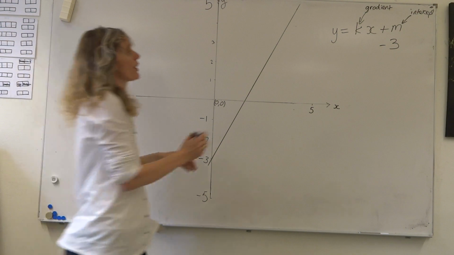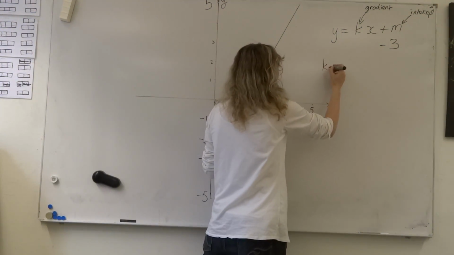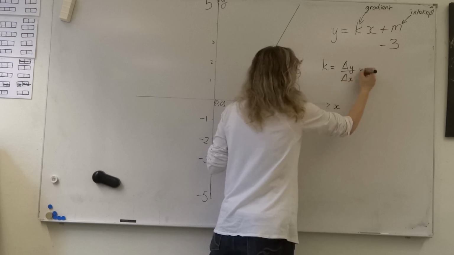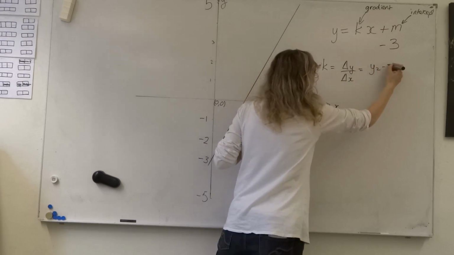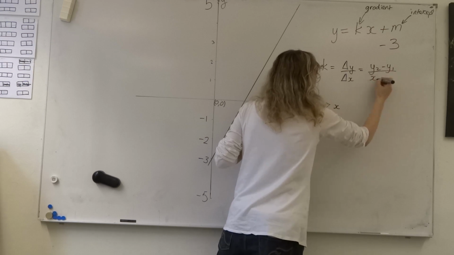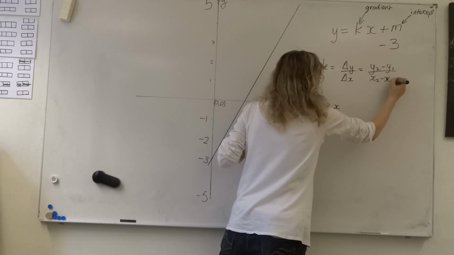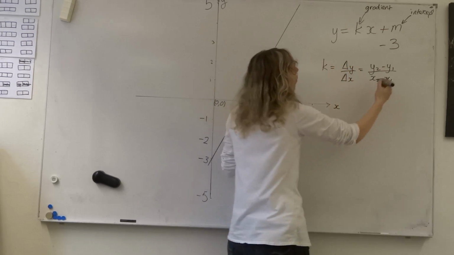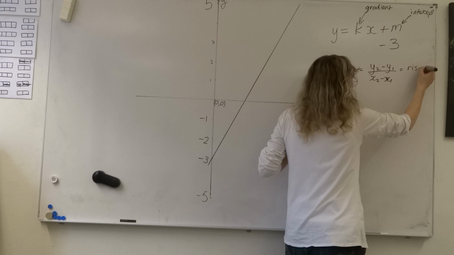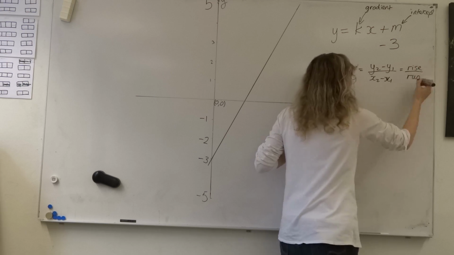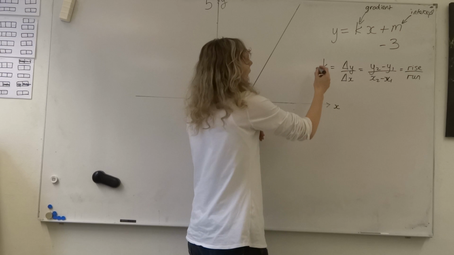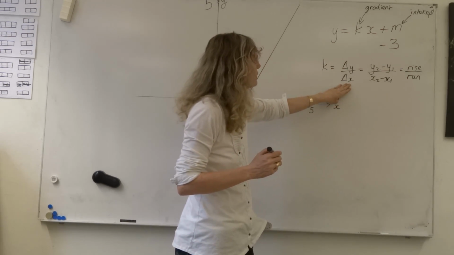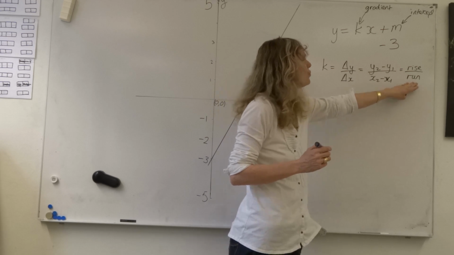In order to work out k, we need the gradient. So k is the change in y divided by the change in x. Or we can write it as y2 minus y1 divided by x2 minus x1. The delta sign here just means change in. Or you can write it as the rise divided by the run. So the gradient is k, and we can express it in any of these ways: delta y over delta x, y2 minus y1, rise over run.